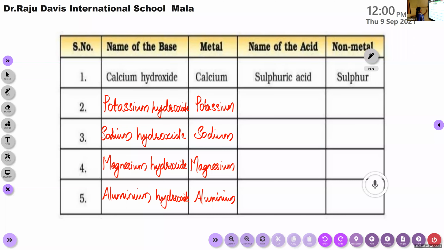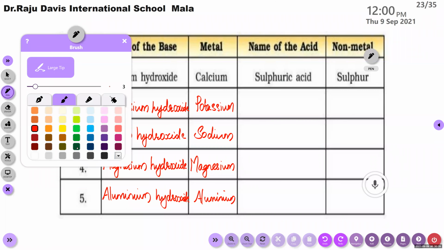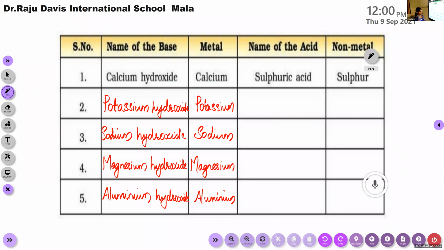Then we are moving to name of the acid and the non-metal. Finished? Yes, ma'am. Okay. So we are moving to the next portion. That is the name of the acid and non-metal. First one, it's already given. Sulfuric acid. Then sulfur. Okay.